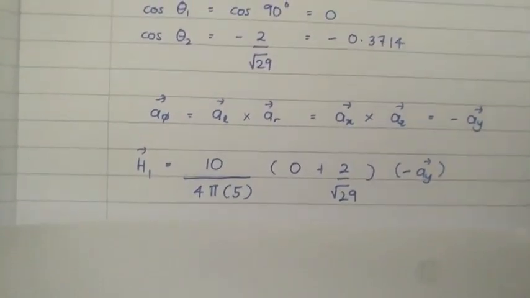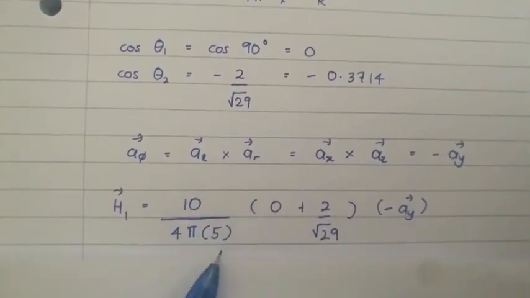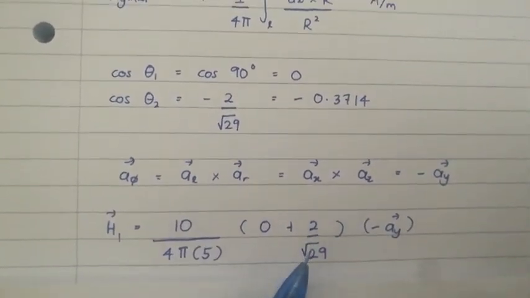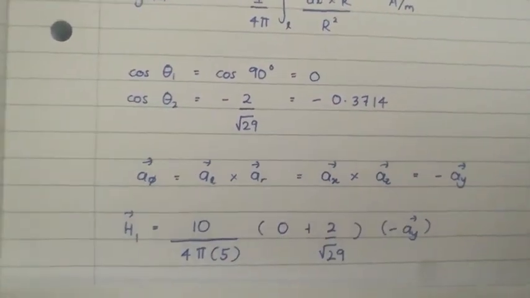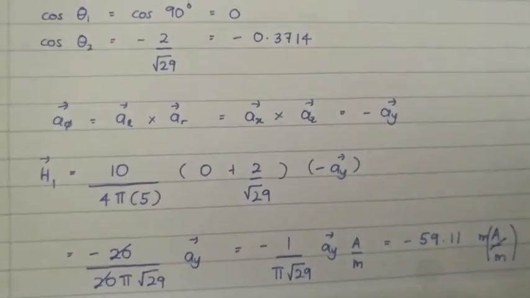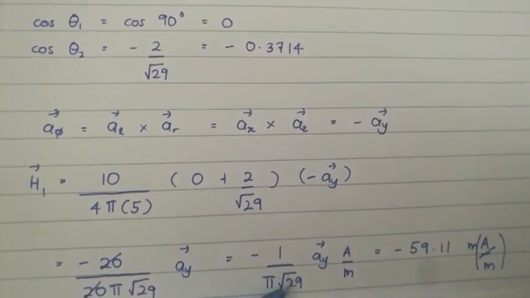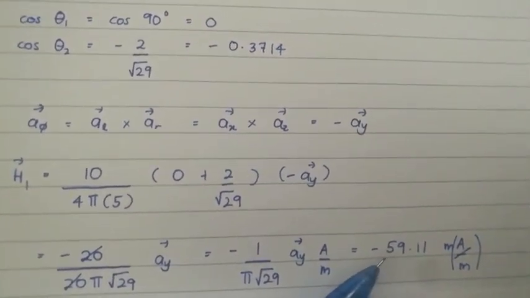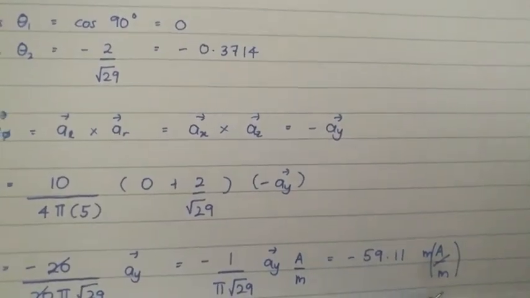Finally we plug into the equation. We have I equals 10 amps, R equals 5, 0 minus 2 divided by square root 29. So we get positive, then negative AY. We get this value here, negative 1 divided by pi times square root 29, or if we turn it into decimal, we get negative 59.11 milliampere per meter.